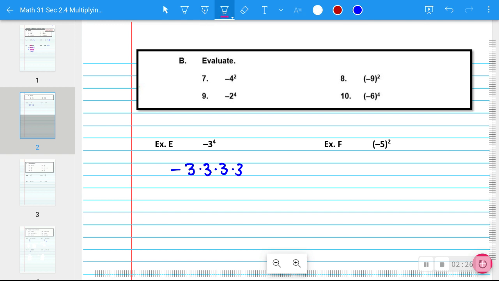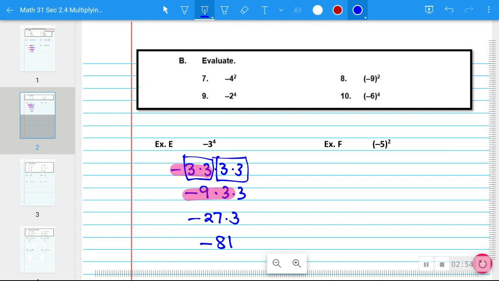The first pair, negative times positive, would be negative 9. Then we get negative 27. And finally, negative 81. Now, another way to visualize this is to pair it up. That's 9, and 3 times 3 is also 9. 9 times 9 would be 81, and this negative that's in front would change the sign.